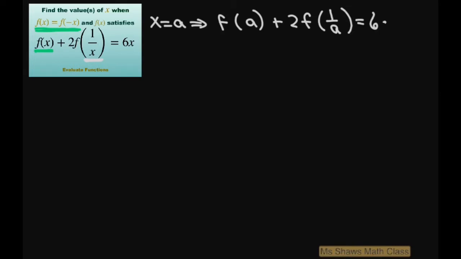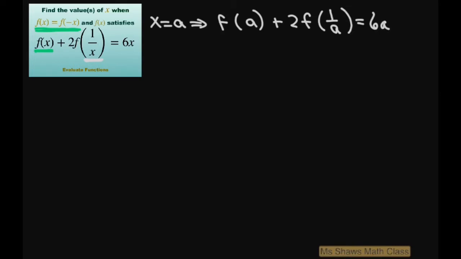And there's a trick to do that because I want to just set up a system of equations where I can eliminate the 1 divided by x. The way to do that for this problem is we can let x equal a, and then that would give us f of a plus 2f of 1 divided by a equals 6a.